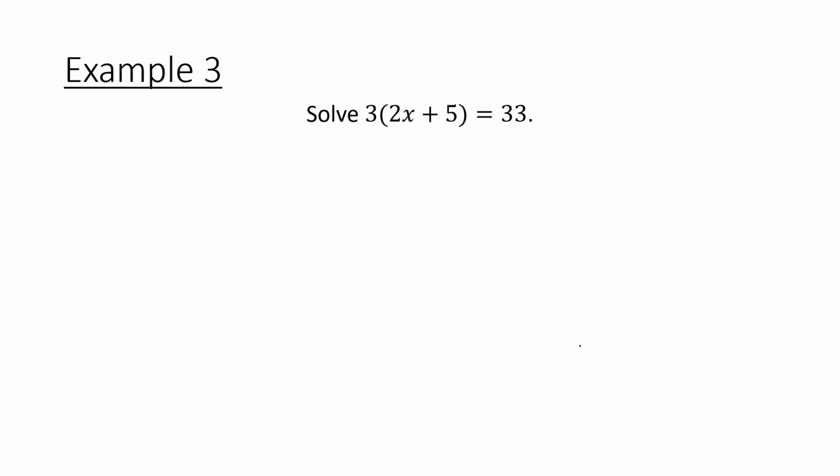Okay, now we're going to do a little bit more tricky one, where it requires an extra step with method 1. But again, I'm going to do both methods so that you can see how they both work. So method 1, we've got 3 and then a bracket 2x plus 5 is equal to 33.